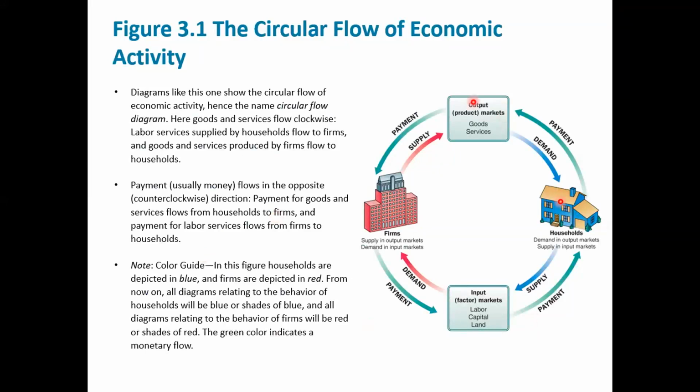This morning, I went to the output market. I gave money to Starbucks. Starbucks gave me coffee. Somebody woke up, went to work, and supplied labor to Starbucks. Starbucks paid them money. So this is your circular flow diagram. Goods and services travel clockwise, cash money counterclockwise.